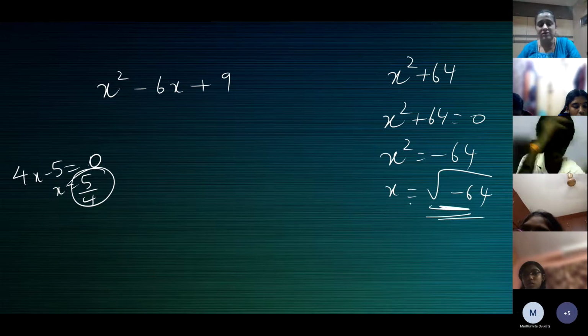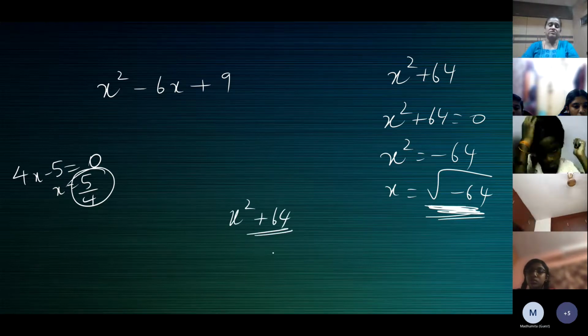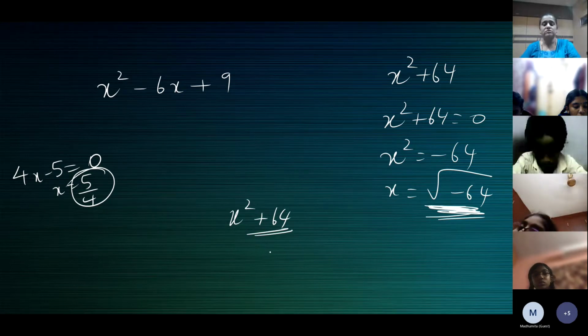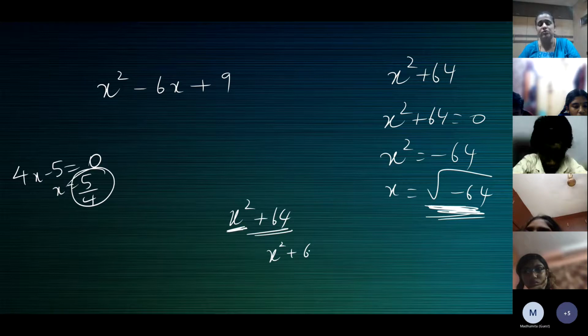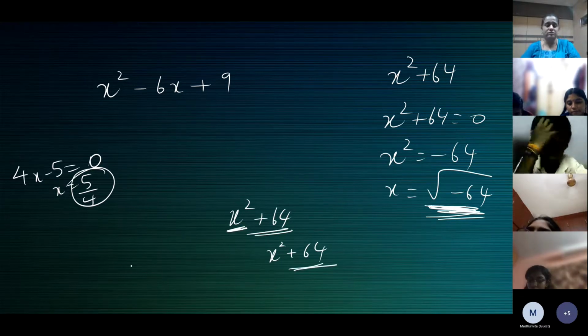So that's what I said. Since there is no real value for this one, the quadratic polynomial x squared plus 64 has no real zeros. No real zeros, or simply no zeros. Because there is no value for x which can make the value of x squared plus 64 zero.